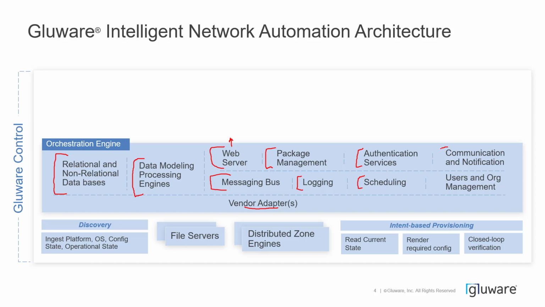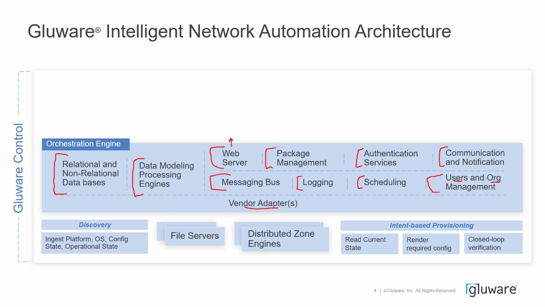From a communication and notification standpoint, we have an integrated email server that will allow you to email out reports and messages and other things that you're scheduling. We also have Syslog integration, where Gluware can catch Syslog messages and associate those with things like configuration changes. Gluware is a multi-tenant architecture. We call tenants organizations, and it's a multi-user architecture with full role-based access control.